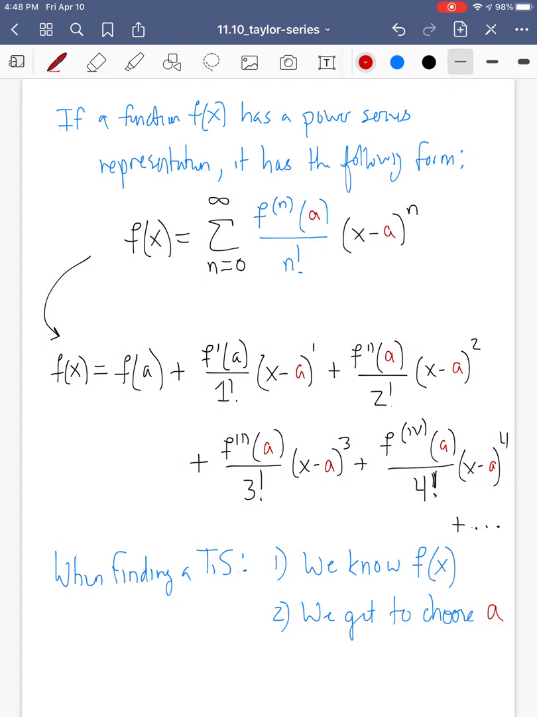And we'll see in the next video, usually for a lot of these types of Taylor series or power series representations, we tend to choose a equals 0. But we'll get into more of that in the next video.